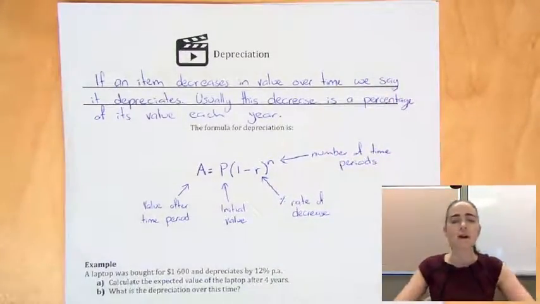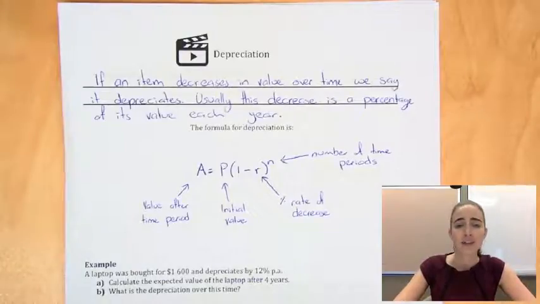So things that you might see in real life that depreciate are things like cars or any sort of technology, so computers, mobile phones, all those sorts of things. Anything that you buy and when you go to sell it, it's worth less. So let's have a look at an example.